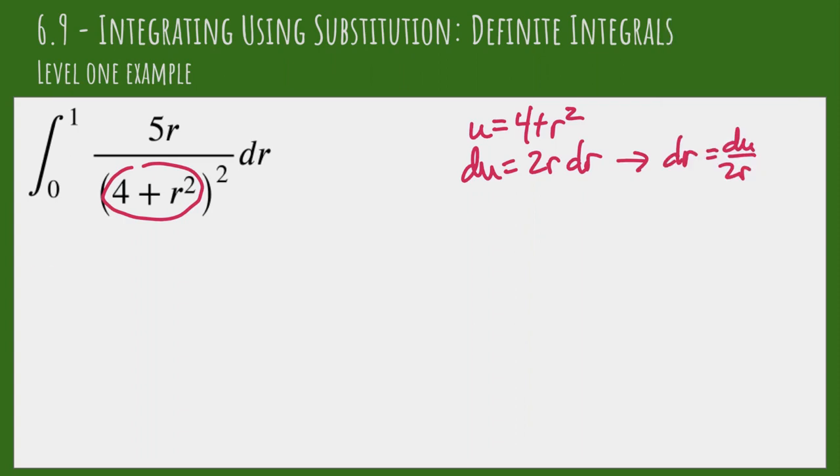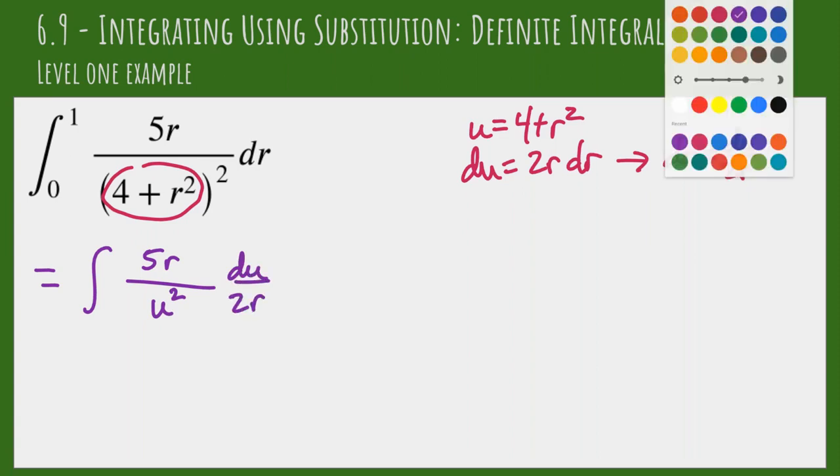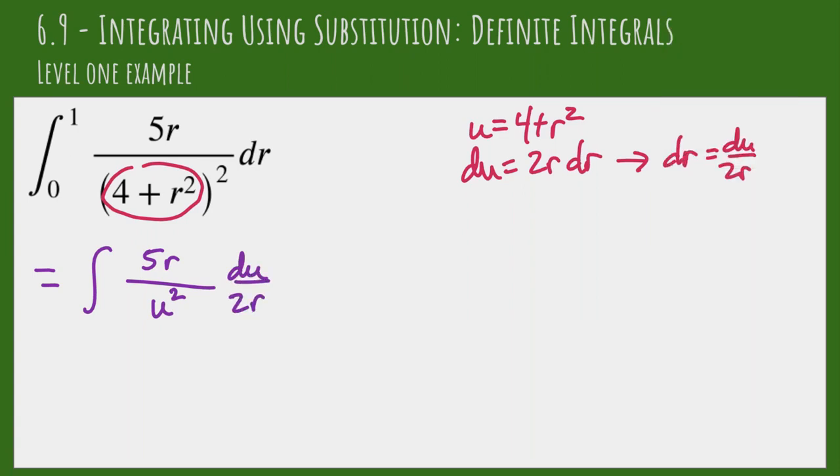And so making the substitution here, we're going to have the integral, 5r stays on top for now, u squared on the bottom. dr becomes du over 2r. Simplifying what we can. Actually, sorry, we need to take care of our limits. If r is 0, u is going to be 4. If r is 1, u is going to be 5.